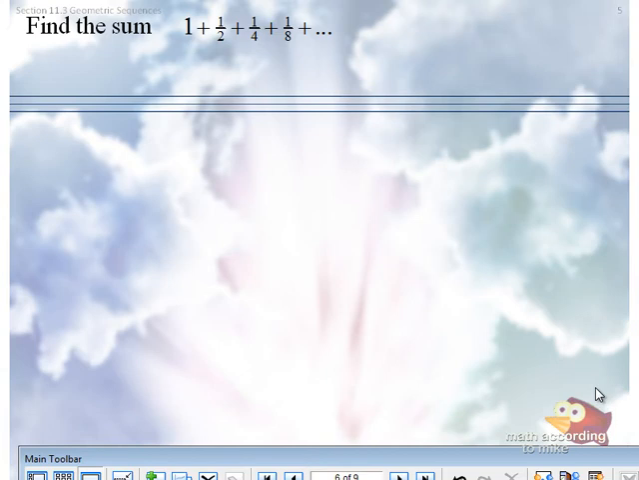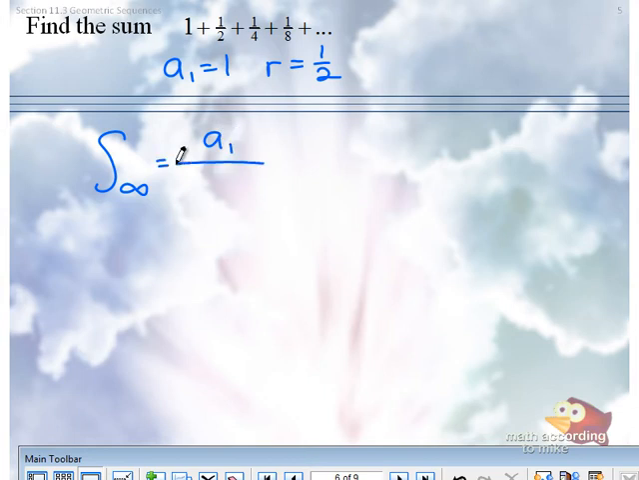So we have a geometric series where the first term is 1, and the common ratio is a half, because we keep multiplying by a half. And the formula for an infinite sum of a geometric series is a sub 1 over 1 minus r. And as long as your r is between negative 1 and positive 1, or in other words, as long as the absolute value of it is less than 1, then you can use this formula.